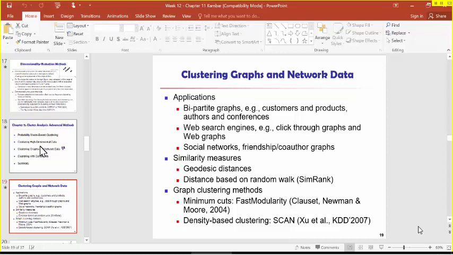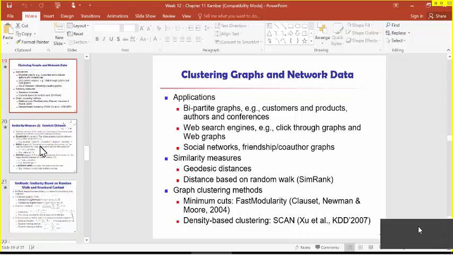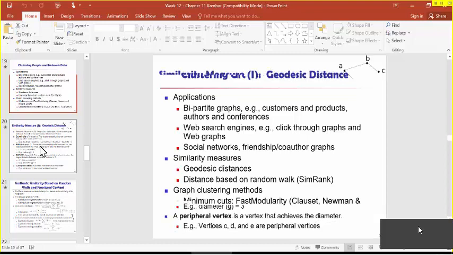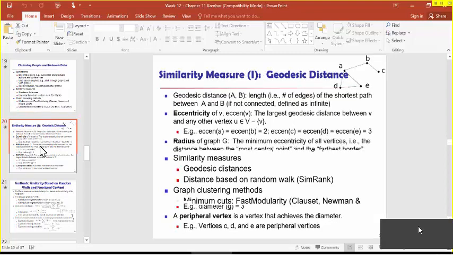Okay, so there are different similarity measures which we can use for graphs. The first one is geodesic distance, and then distance based on random walk, also called SimRank. Graph clustering methods include minimum cuts and density-based clustering, for example, fast modularity, Newman, and SCAN algorithms.